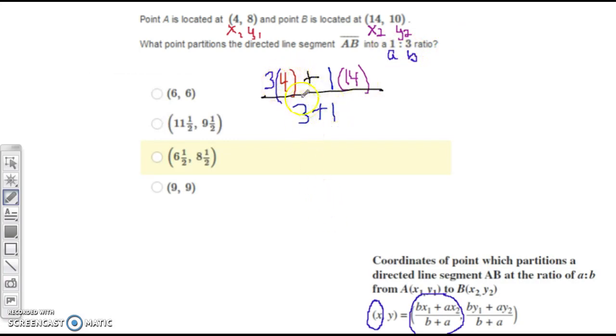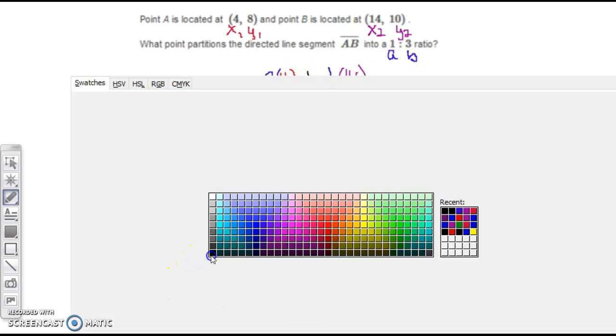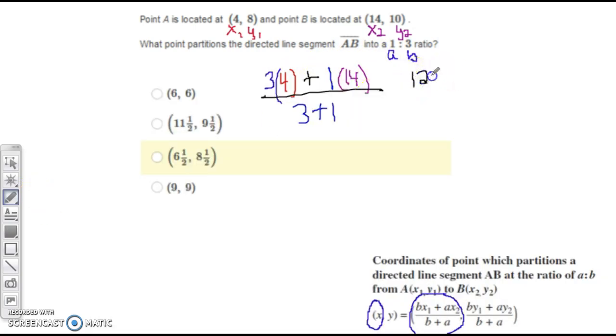All right, so we have all this going on up here. You can do this in your head or you can do it in your calculator. It doesn't matter. I'll probably use my calculator, but I'll just go ahead and show you what you would do if you wanted to do it in your head. 3 times 4 is 12. 1 times 14 is 14. So we would get 12 plus 14 divided by 4, because 3 plus 1 is 4.